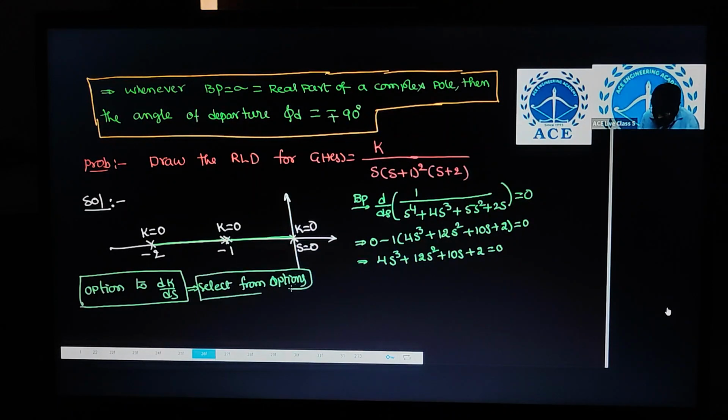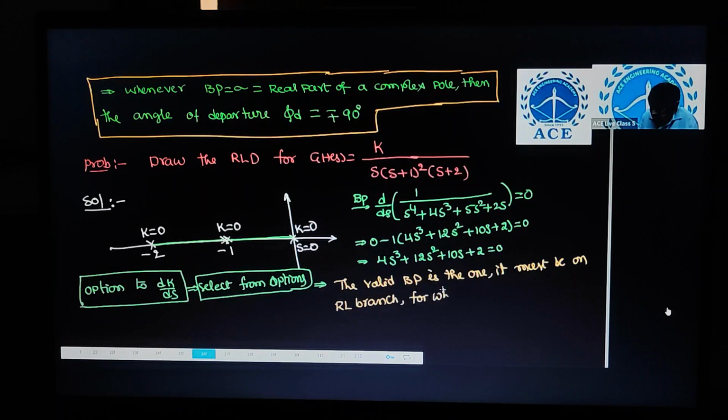How to select the valid breakpoint? The valid breakpoint is the one that must be on the root locus branch, and for which dK/ds should be equal to 0.